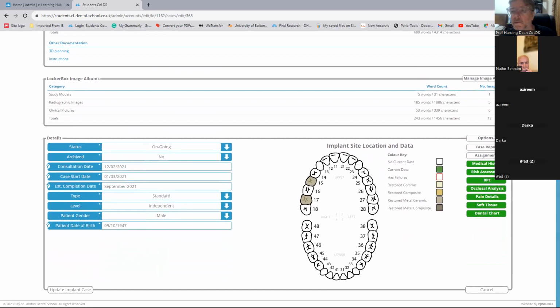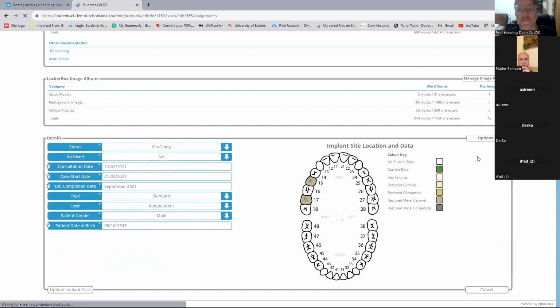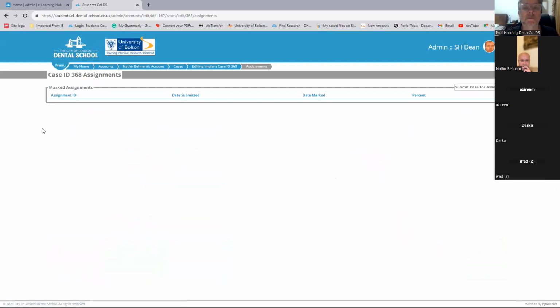The medical history is done, the pain. So we've just got the assignment and the case. The assignment is the bit that you've got to do, because at the end of the day, all these boxes should be green. What do you mean by assignment? How do we do that? The assignment is those bits, the reflection and stuff.